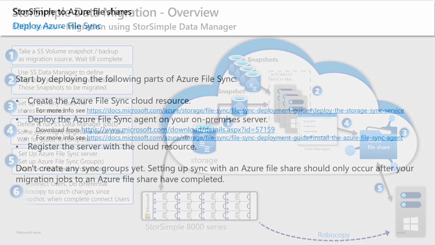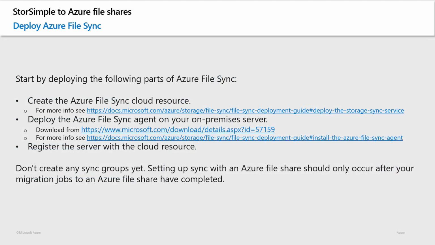We start by deploying the following parts of Azure File Sync. We create the Azure File Sync cloud resource. We then need to deploy the Azure File Sync agent on your on-premises server and check if any network configuration is required. And then register the server with the cloud resource. Don't create any AFS sync groups at this time.